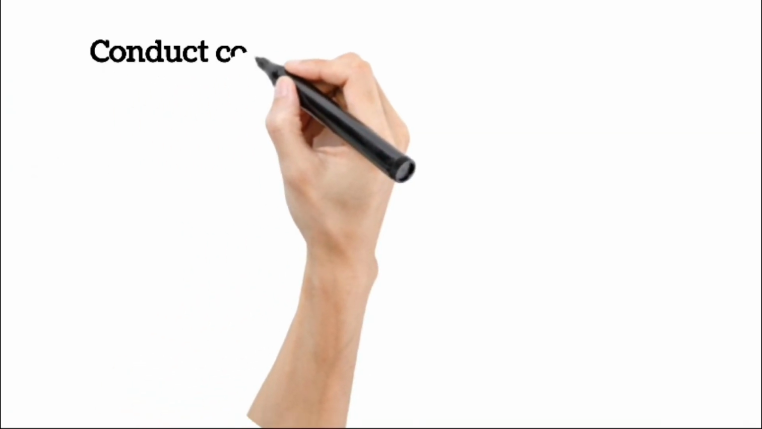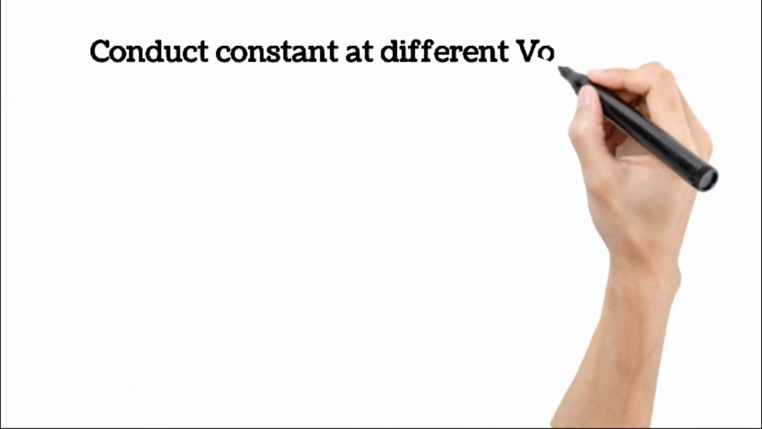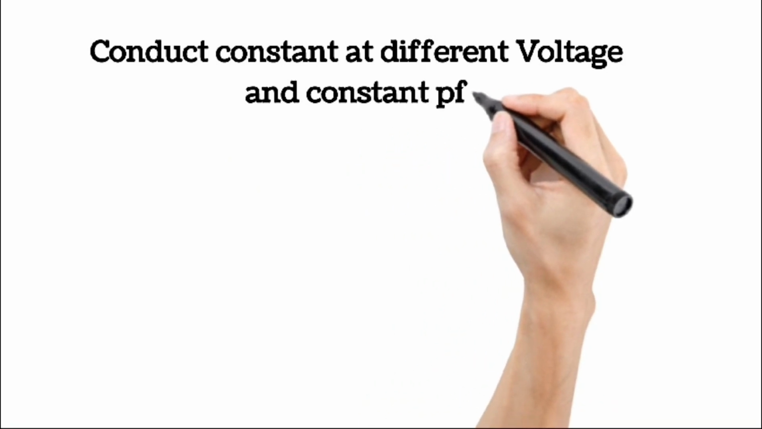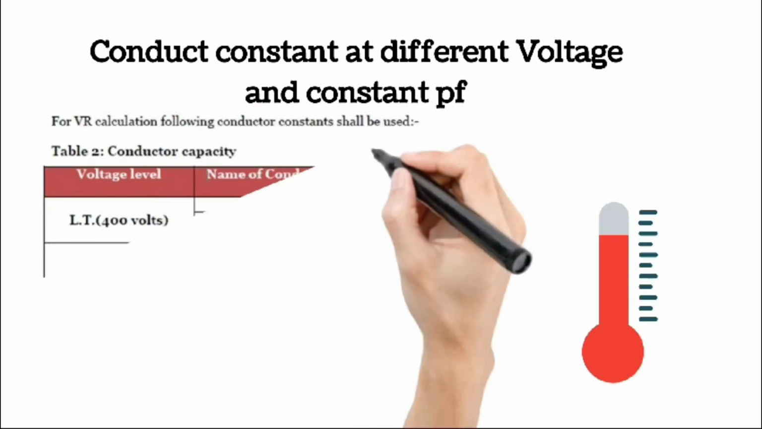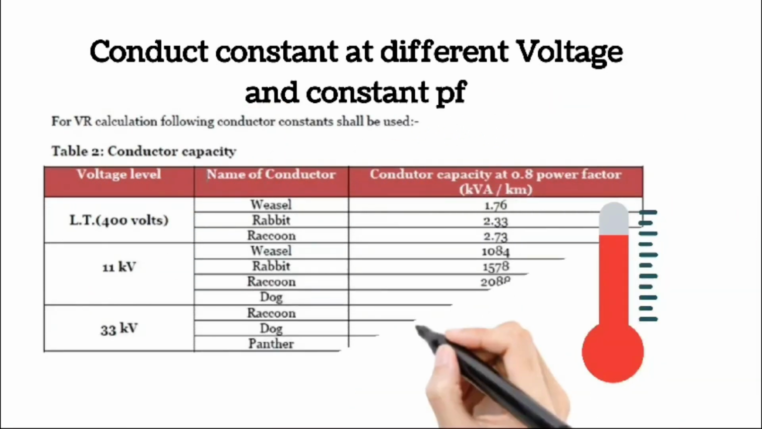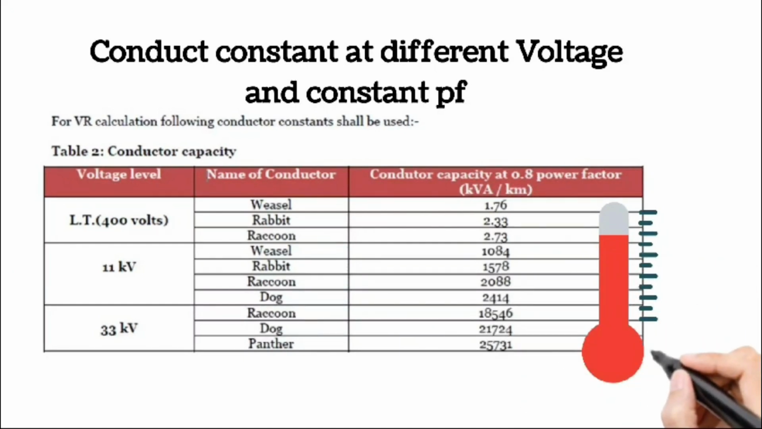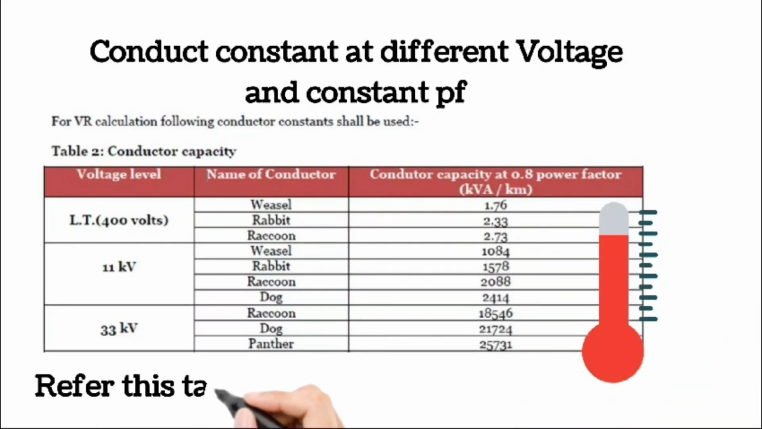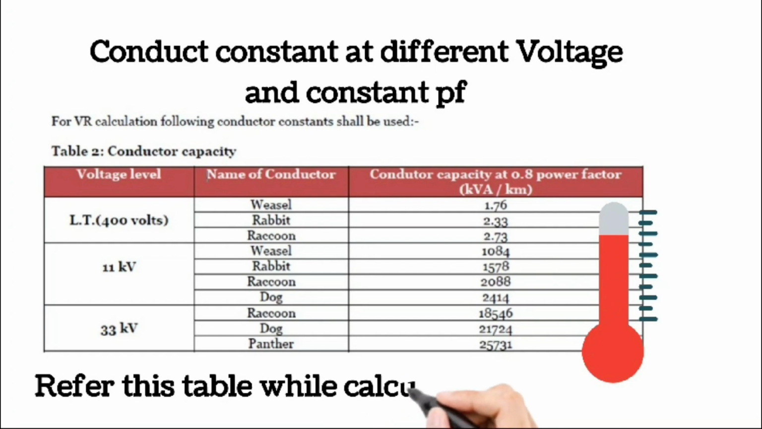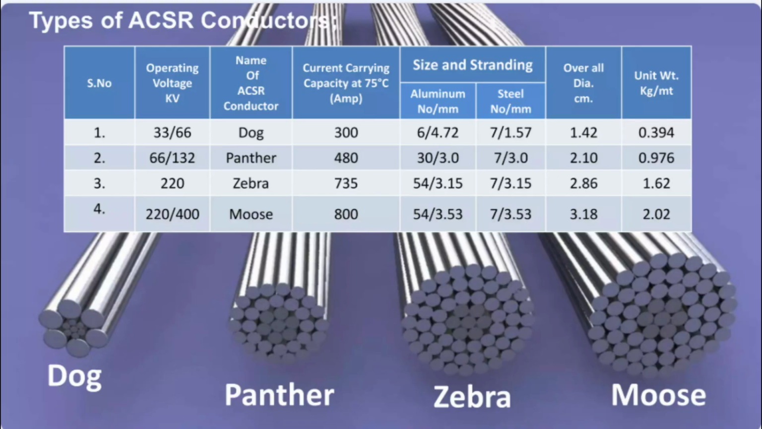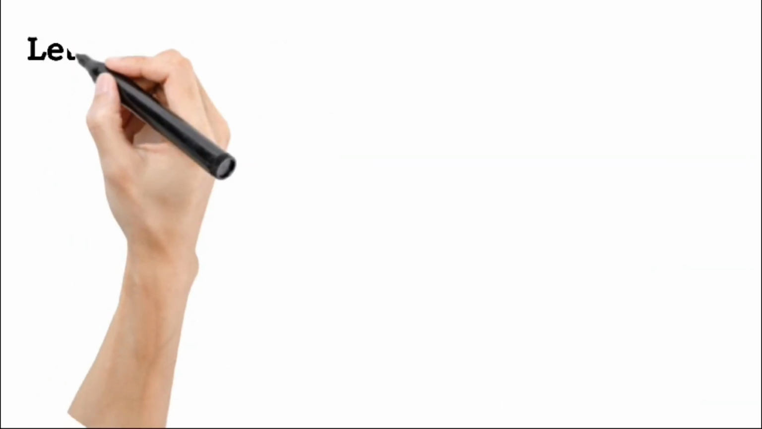In the next step, a table is provided. This table contains the values of conductor constants in KVA-km for different types of conductors at various voltage levels and a constant power factor of 0.8. For future reference, this table should be referred to when calculating voltage regulation. It is important to note that the regulation constant depends on the current carrying capacity of the conductor and the length of the line. It is always measured per 100 KVA-km.